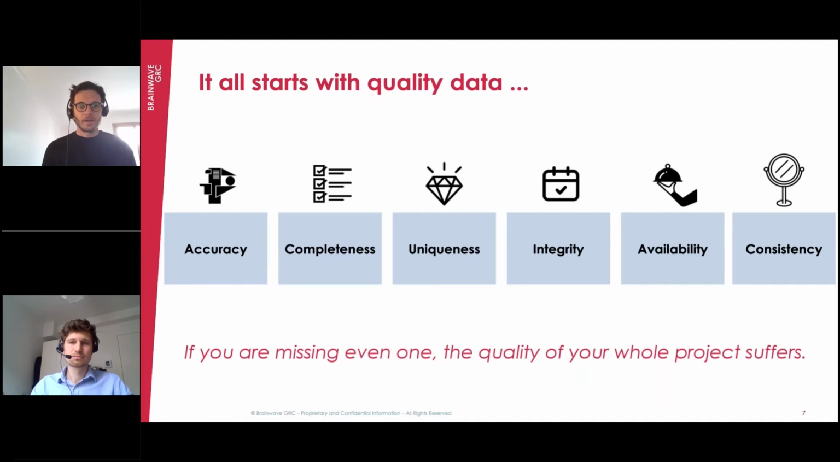So if you want to make a good decision related to the access that is granted to your employees, you need to ensure all these parameters are fulfilled. If one is missing, your whole data could be compromised, and the decision you'll make based on this data is going to be compromised as well.